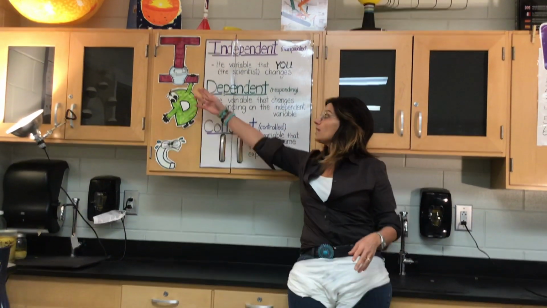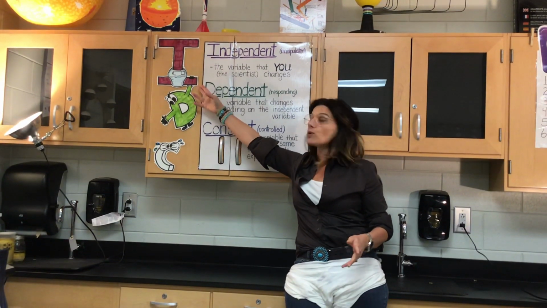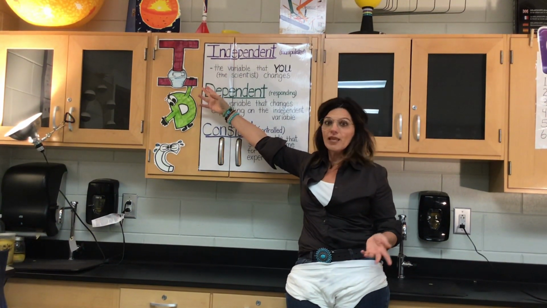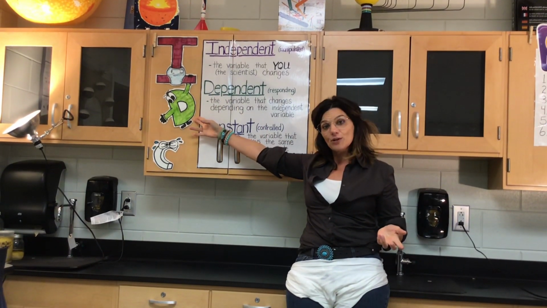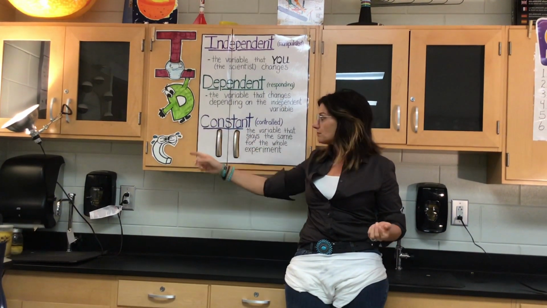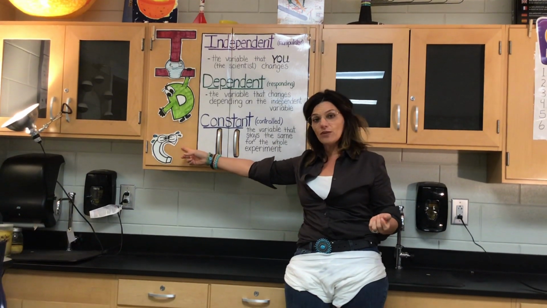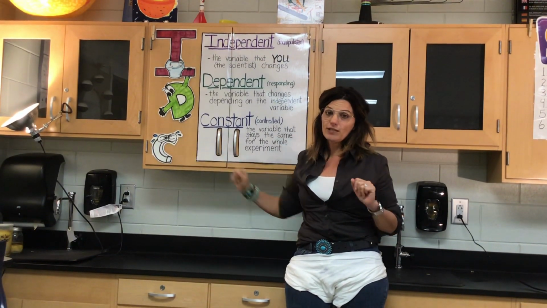As you can see right here, I have the letter I, which of course stands for independent variable. And guess what? He's got a diaper. This is my dependent variable. He's hanging on for dear life. And this is my constant variable, and he's crying, and I'm going to tell you why he's crying.